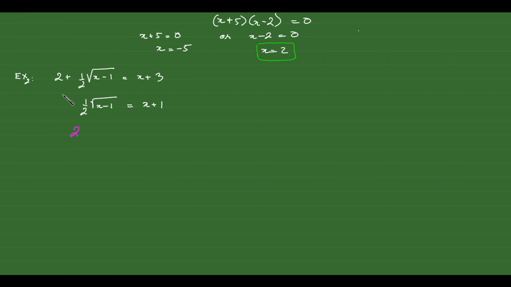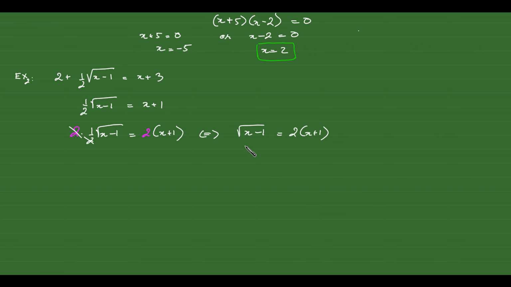Alright, so let me use a different color over here, so that you know that I multiply both sides by 2. Remember, when you multiply both sides, and this side over here is the sum, so you gotta put parentheses, right? Then after you multiply both sides, you can go ahead and cancel out. Then my equation becomes square root of x minus 1 equal to 2x plus 1, right?